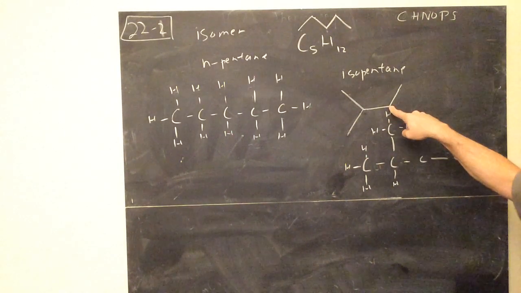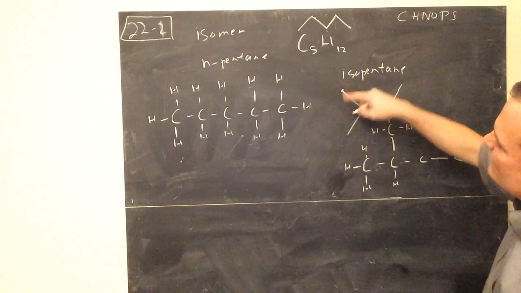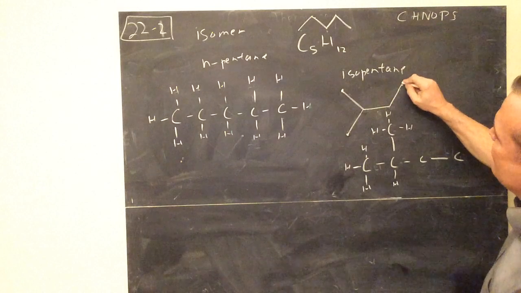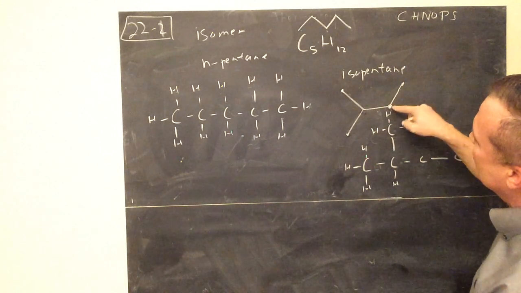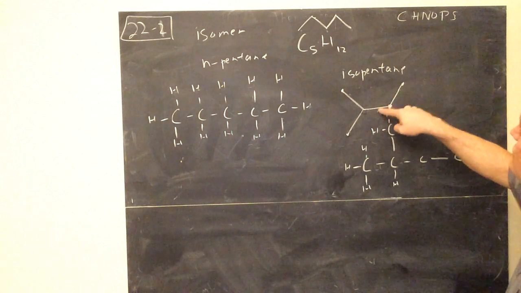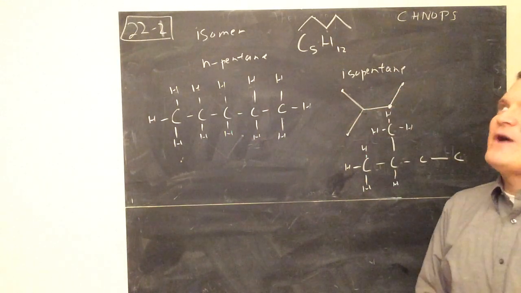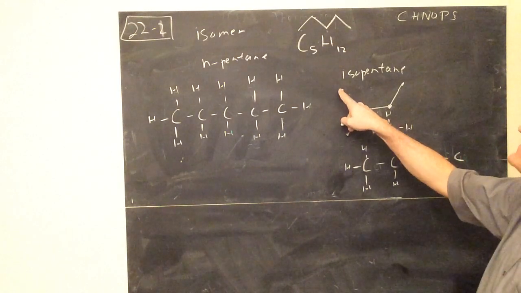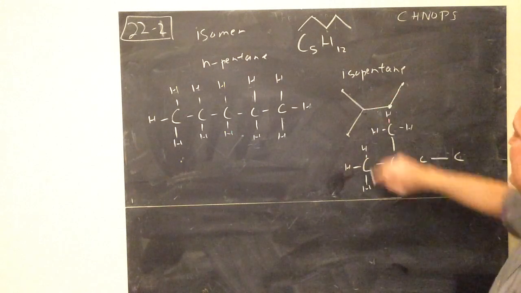Now let's think how many H's are going to be on each carbon. This carbon has 3. This carbon will have 3. That one will also have 3. But that one will have 2, because remember, you need 4 bonds. This carbon has 3 H's, 3 H's, 3 H's. This carbon has 2 H's, and that one will have 1 H.